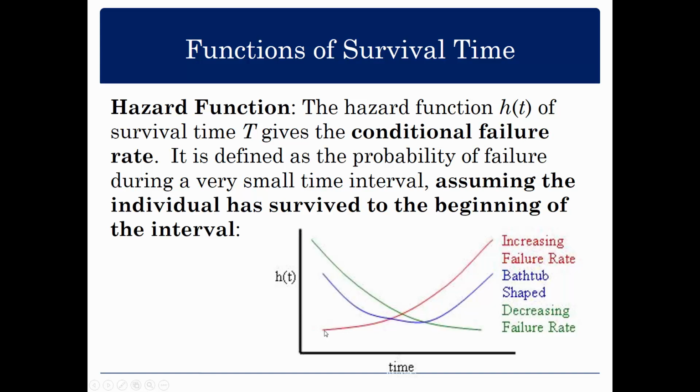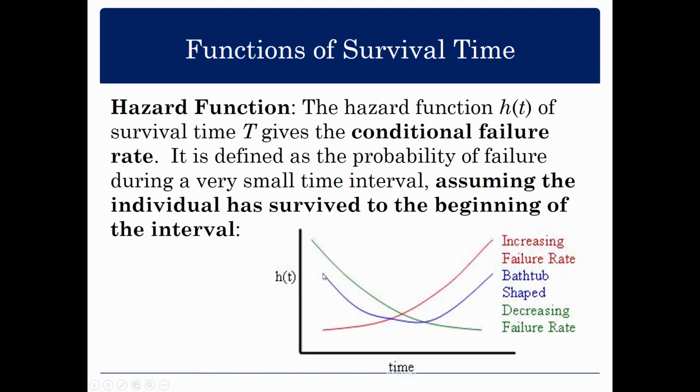The red is the opposite. They actually have very little risk of having the event early, but that's increasing over time. Maybe the treatment quits working, or the disease, just because of its nature, eventually these individuals die.